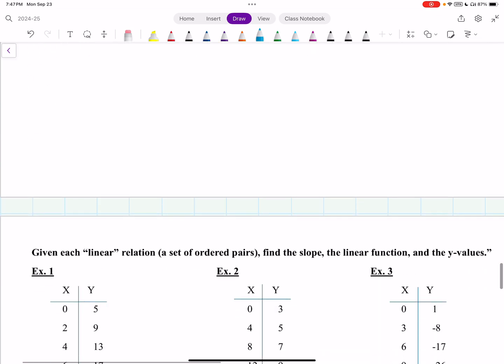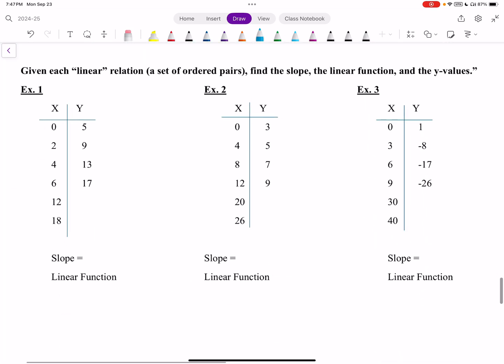Okay. And last set of problems here. This is from, again, a previous lesson. So here you have a linear relation. Find the slope, which is your rate of change, which is your delta y divided by delta x. And then you want to write the linear function and find your values. Okay, so here we go.